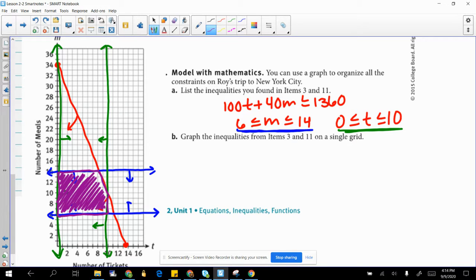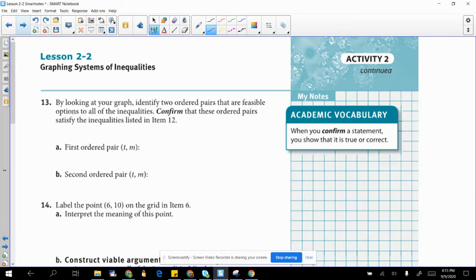Okay. All right, cool. So now we can use this because we have all three inequalities. We can use this to answer some questions on the next page. So I'm going to be going back and forth. If you have your graph on graph paper, I would keep that next to you. Okay. So 13 says, by looking at your graph, identify two ordered pairs that are feasible options to all of the inequalities. Confirm that these ordered pairs satisfy the inequalities listed in item 12.